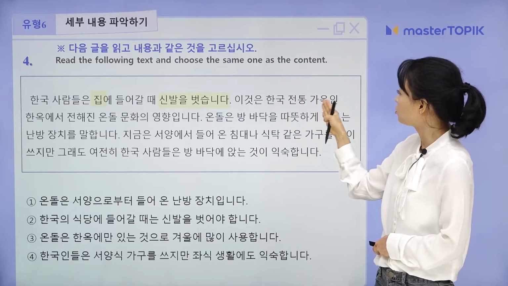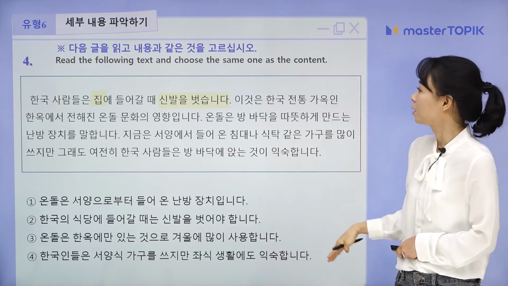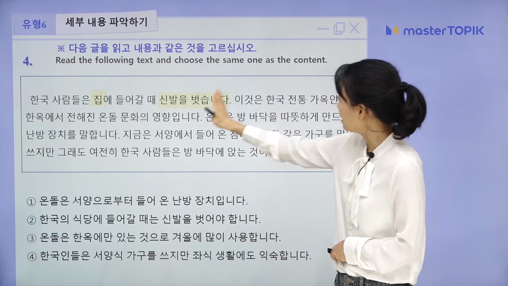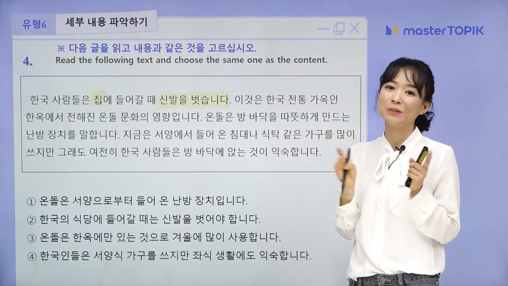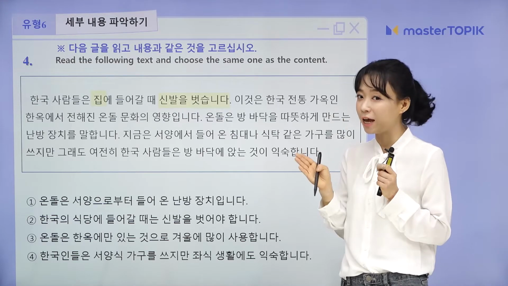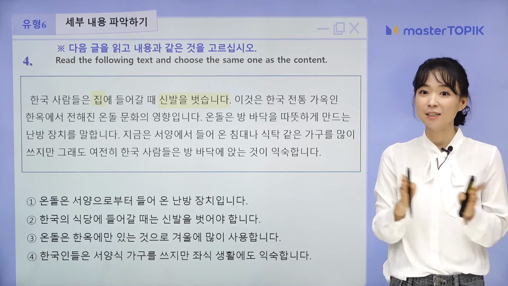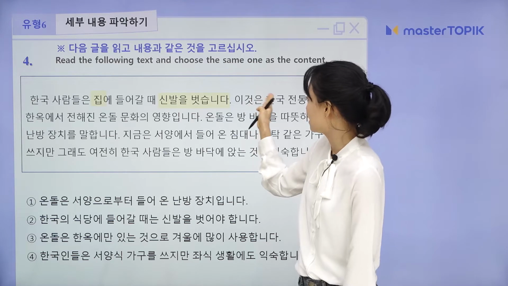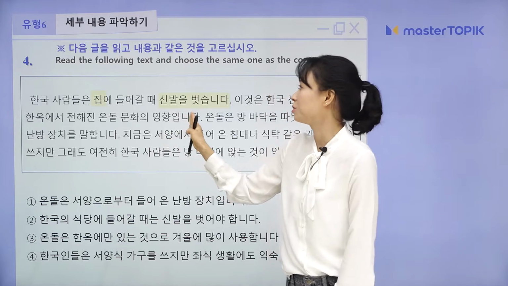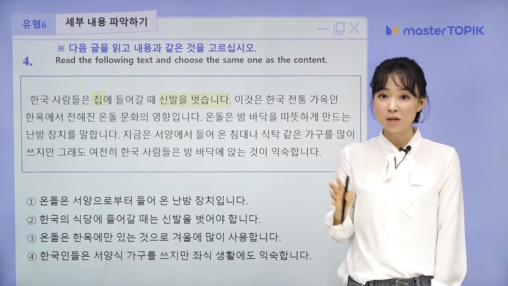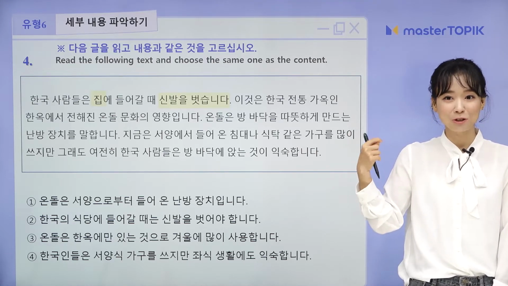이것은 한국 전통 가옥인 한옥에서 전해진 온돌 문화의 영향입니다. 입니다. What did I say when the sentence finishes with 이다? So, noun 이다. Noun 이에요, 예요, 입니다. The basic structure will be: subject is the noun. So, 이거, subject, this is. What is the noun? 온돌 문화의 영향. Influence of 온돌 culture. So, it is the influence of 온돌 culture. And keep this basic structure in your mind.